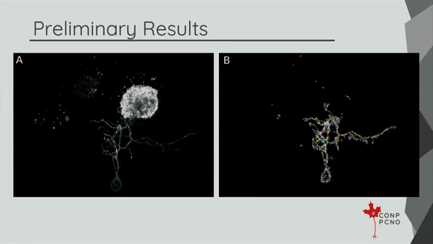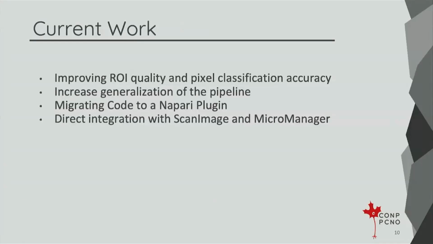So the goal is to pretty much be able to create a very complicated structure within minutes, and it's very, very challenging to do that. So we're currently trying to replace the pixel classifier with a machine learning-based approach instead of an old school learning approach. I've rewritten the code for the ROI generation to improve the quality of that.